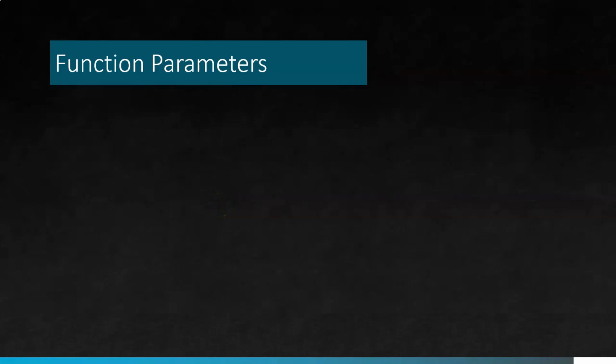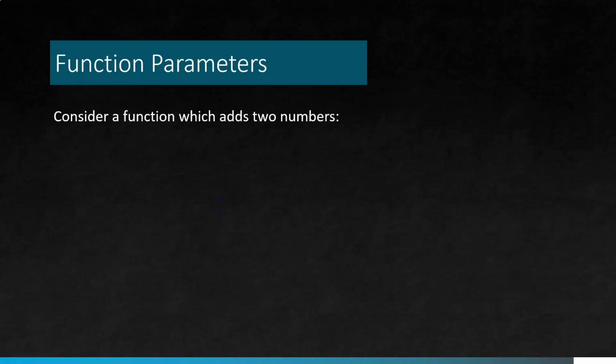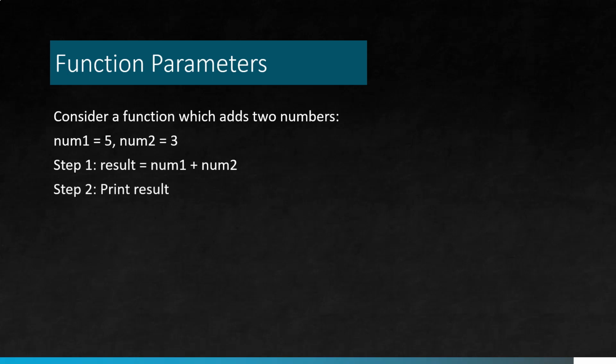Now let's understand what function parameters are and how we can use them. For that, let's consider a function which adds two numbers. These are our two numbers, num1 equals 5 and num2 equals 3. Our function has two steps. The first is to add the numbers and store it in a result variable. The second step is to print the result variable. Whenever you call this function, it will always print the same output, which is 8, because we have these static variables num1 and num2, which always have the same values, 5 and 3.